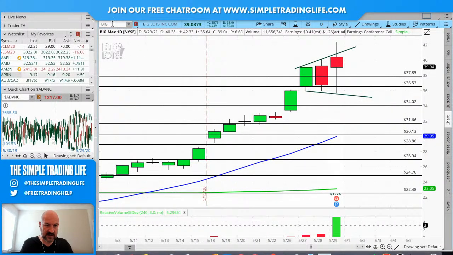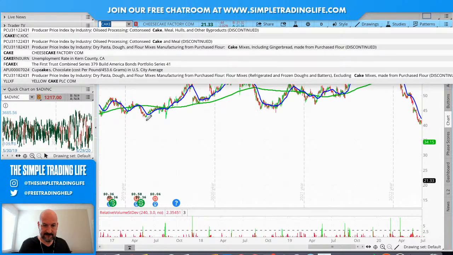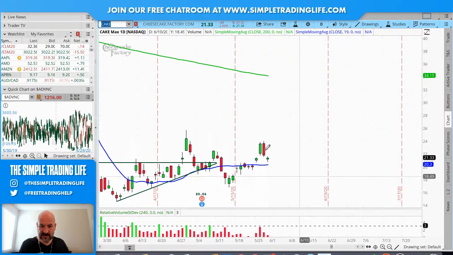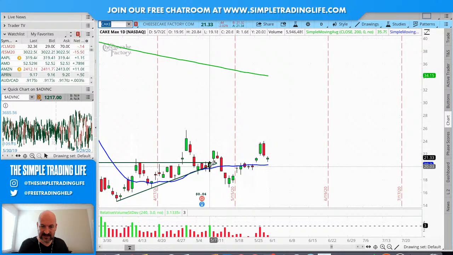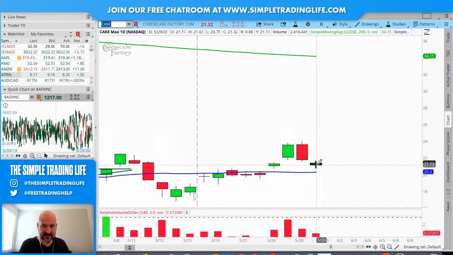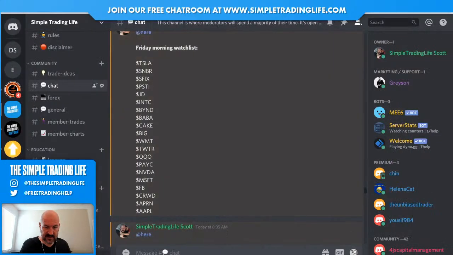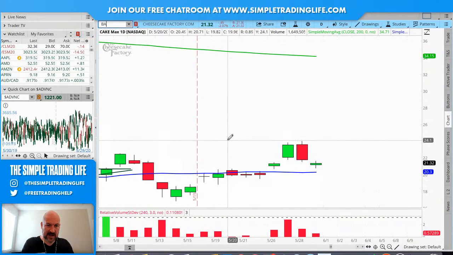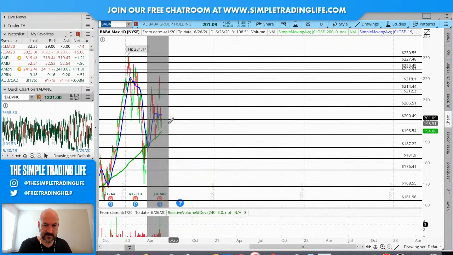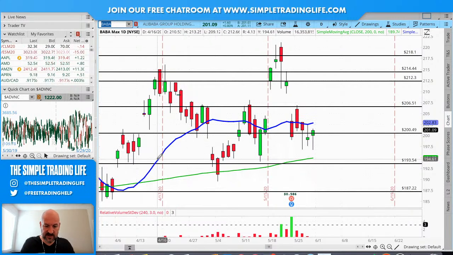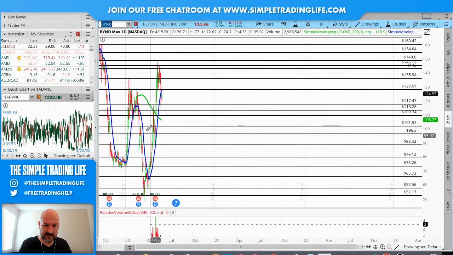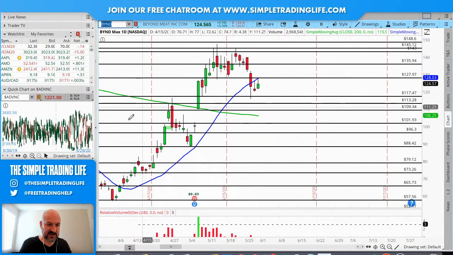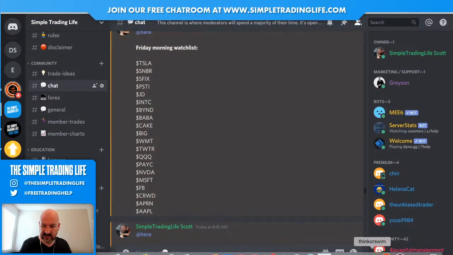Cake, let's look at Cake. All right, Cake, we were outside, we gapped down, we went a little bit lower. You could have taken it to the downside at 21.17, and it went as low as 20.75. So not quite a 45-cent move, nothing to write home about. Cake not giving us much today. Let's look at Baba. Baba, not much. Beyond, not much. We are getting through this list pretty quick. We'll just keep going for now.